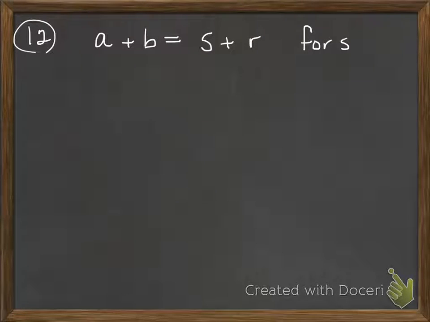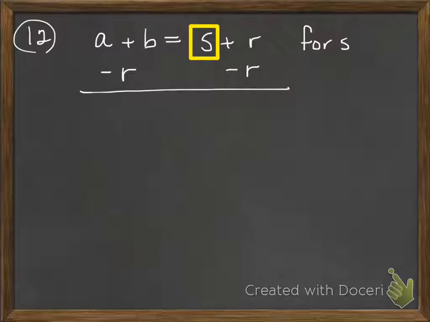In number 12, we're solving for s. S is on the right hand side of the equation. And to solve for s, I have to get rid of adding r. So the opposite of adding r is subtracting r. So if I subtract r from the right, I have to subtract r from the left.